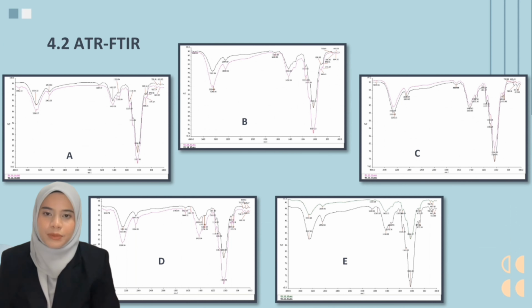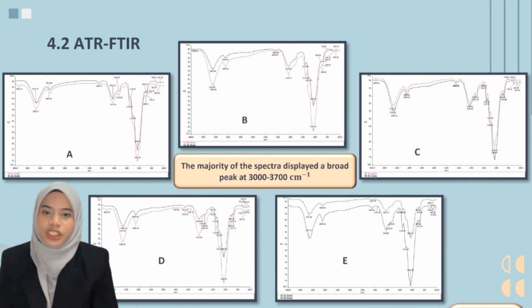The spectra also mostly display a broad peak at 3000 to 3700 per centimeter, which characterizes NH2 group absorption, or occasionally overlap due to intermolecular hydrogen bonding from the OH hydroxyl functional group. The NH2 group is absorbed by the ink, whereas the OH group might be absorbed by the moisture.